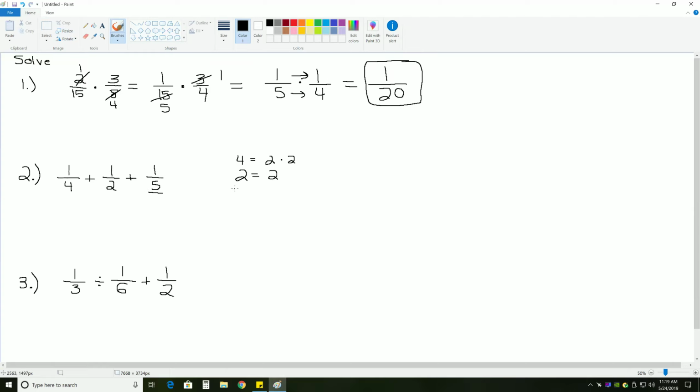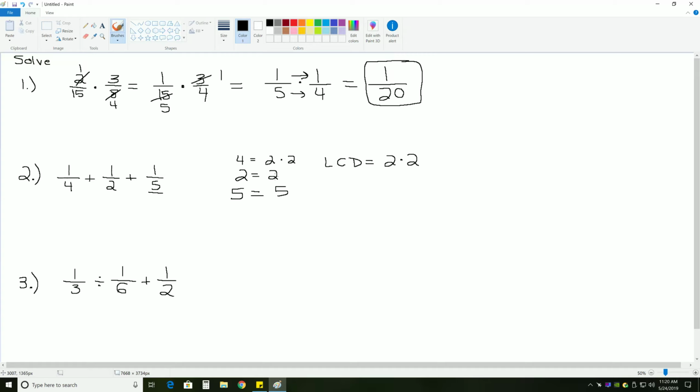And finally, this 5 is also a prime factor, so we can't break that down any further. So whenever you want to find your least common denominator, once you've written out all of your prime factors, you take your first number. So this 2 times 2 represents our 4. We're going to take this 2 times 2, and now we're going to check if there's anything in any of our other numbers that we don't already have.